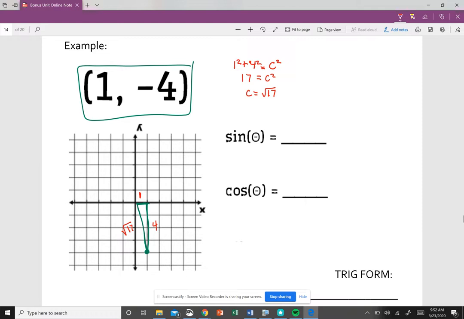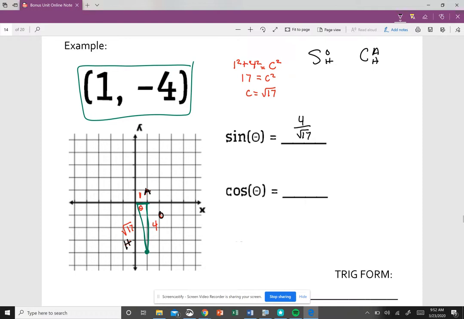Perfect. So then sine, so remember this is where theta is. So this would be my opposite. This is my hypotenuse. This is my adjacent. Adjacent, opposite, hypotenuse. Okay, so sine is just going to be opposite over hypotenuse. So this is going to be 4 over square root 17.